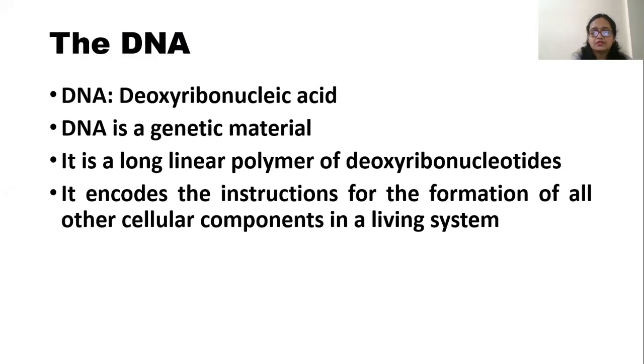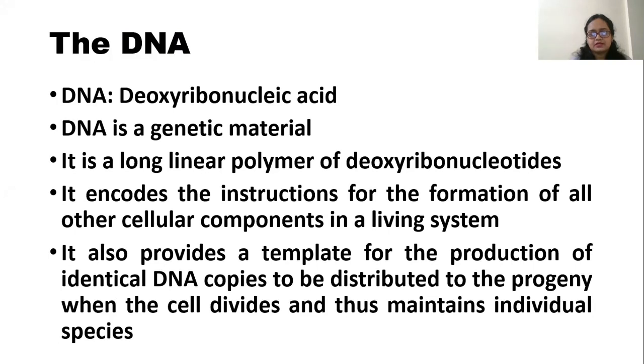And also it provides a template for the production of identical DNA copies to be distributed to the progeny when the cell divides, and thus maintains individual species. So for an individual species, let's say a mammalian species, the DNA which is inherited from their parents to the progeny maintains the qualities or the properties of their parents in the progeny as well. So this is the feature of the DNA which is used to maintain individual species.